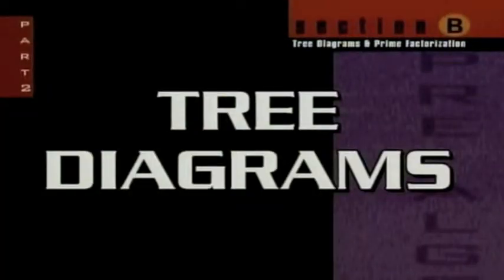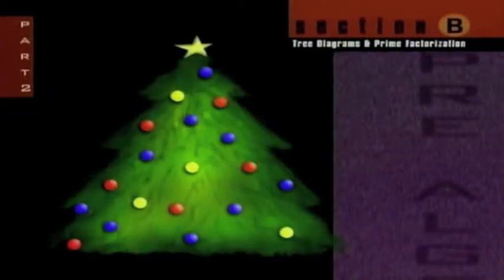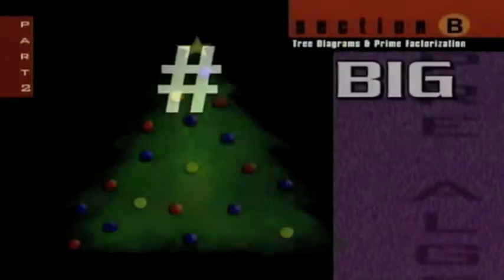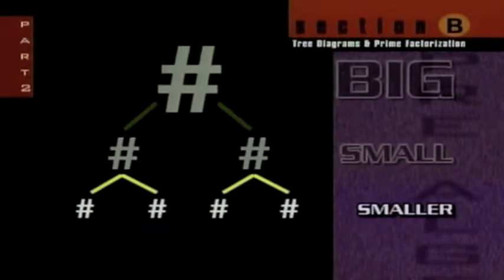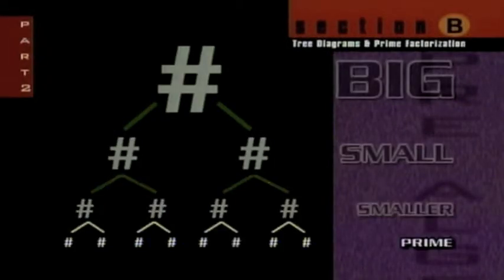We call them tree diagrams because they sort of look like little trees with branches, except they have numbers on them. We start at the top of the tree with a big composite number and work our way down the branches, getting smaller and smaller until we have merely twigs with prime numbers.